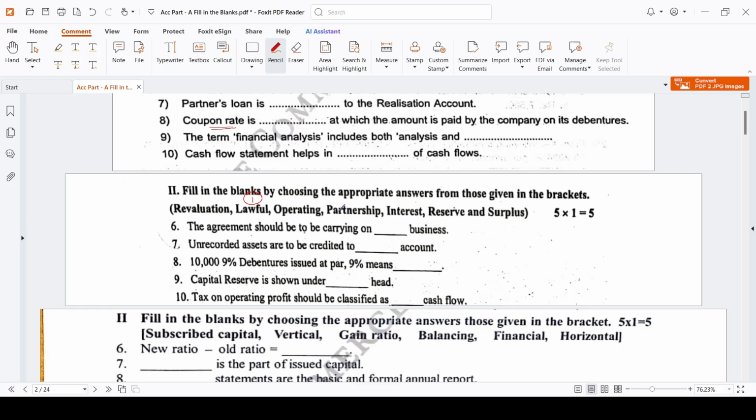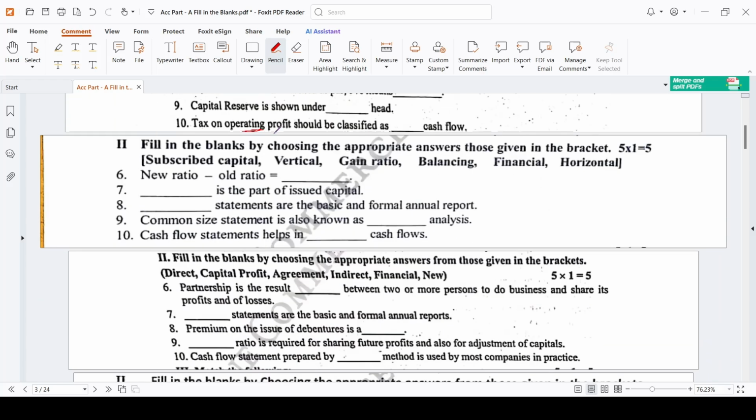Unrecorded asset are credited to revaluation account. 10,000 9% debentures issued at par. 9% means interest. Capital reserve is shown under the head dash head, that is reserves and surplus. Tax on operating profit, it is already mentioned, operating profit, it is operating cash flow. Which does not belong here is partnership.